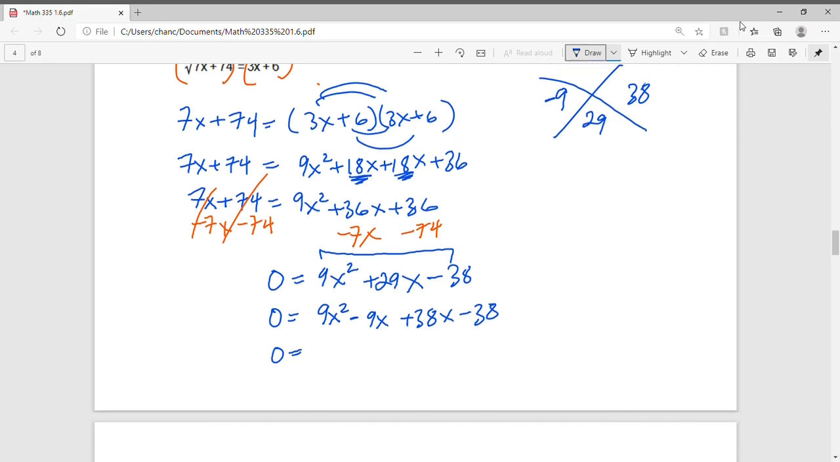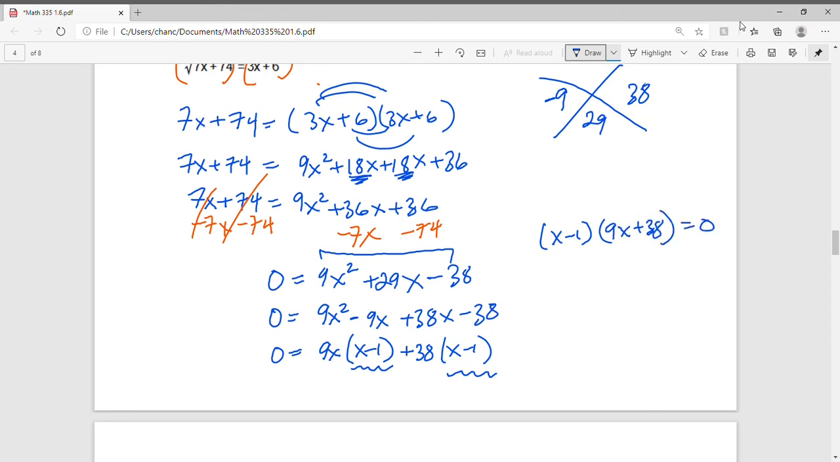Now we can factor out the GCF. I can take out a 9x, and that leaves us x minus 1. For this one, we'll factor out a 38, and that leaves us x minus 1 again. So we can finally factor out the x minus 1 to the front, and that leaves us 9x plus 38 equals 0. So we can set both of these equal to 0. x could be equal to 1, or x equals negative 38 over 9.